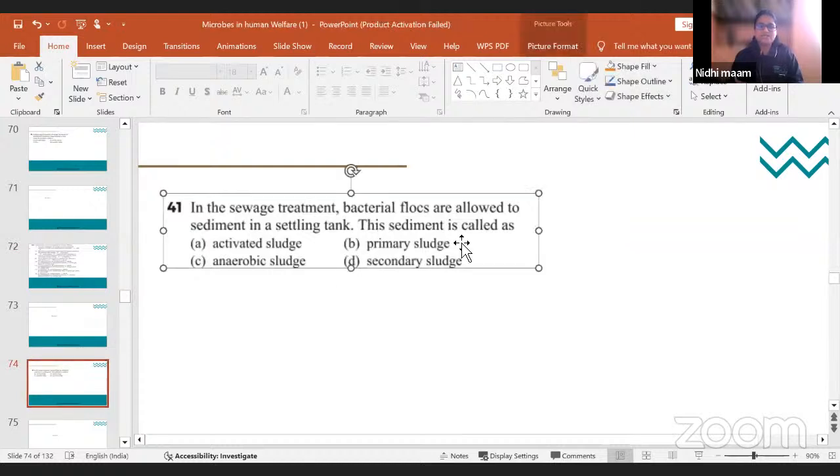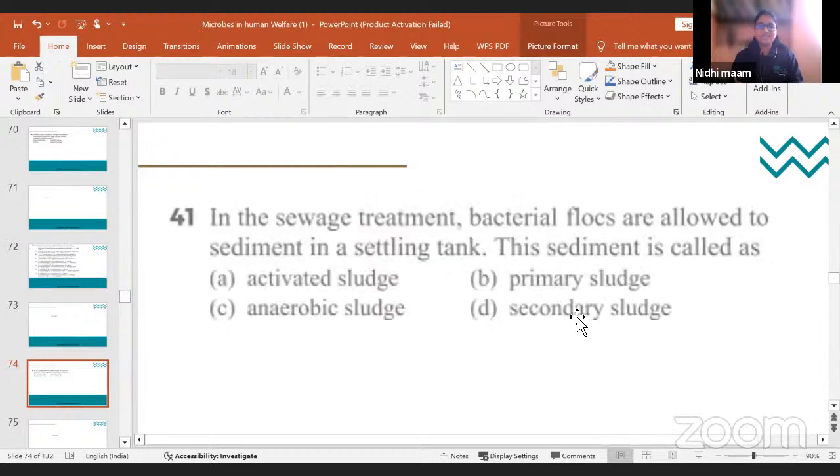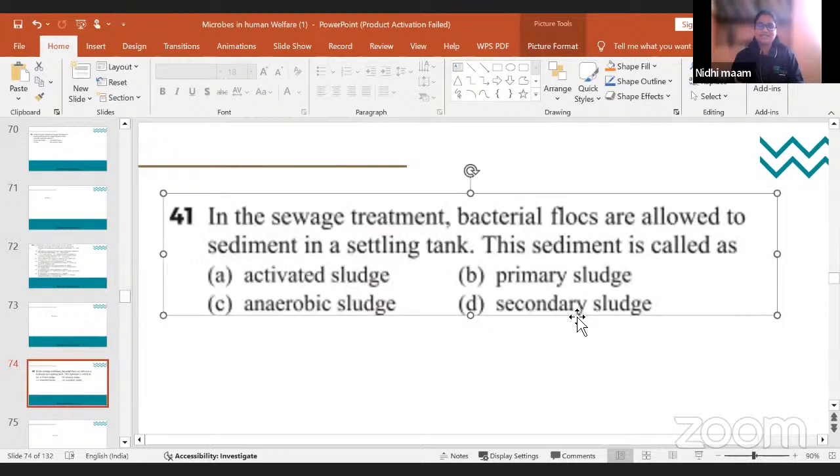In sewage treatment, bacterial flocks are allowed to sediment in the settling tank. What is this sediment called? Activated sludge, primary sludge, anaerobic sludge, secondary sludge.